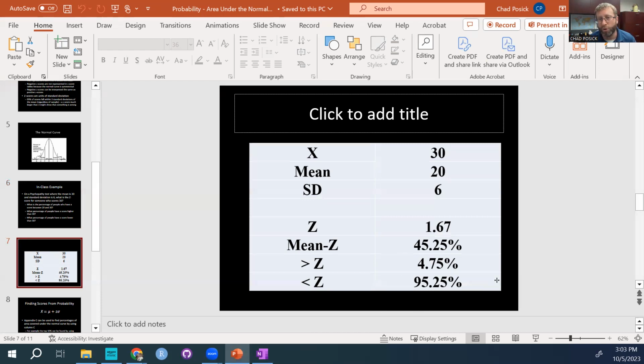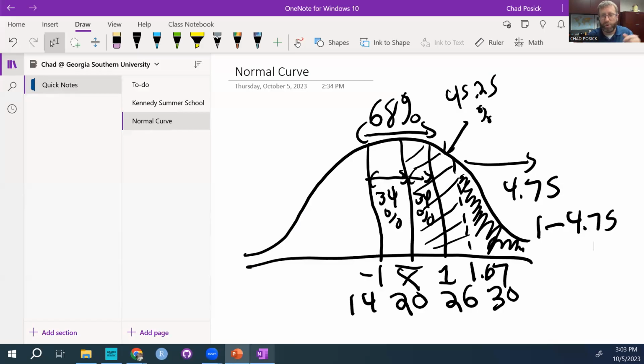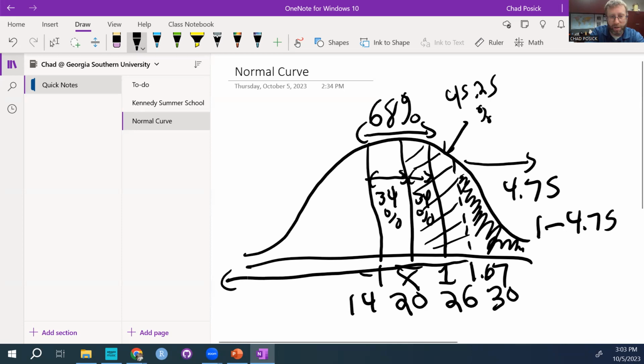This will always add up to 100, right? Because underneath the normal curve is 100% of all scores. So 95.25 from here all the way down here, lower score, 95.25%.